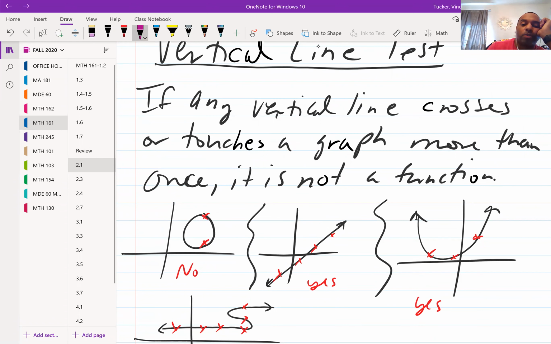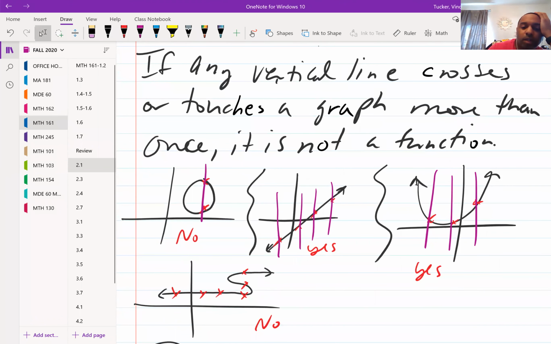So if we look at a circle, that's not a function because when I draw a vertical line through it, it crosses it twice. Your linear equation is just a straight line, so it's only going to touch it one time no matter where I draw a vertical line. Your parabola, same type of situation, it's only going to touch it once. And then this graph down here on the bottom, even though if I touch it over here, it hits it only once, right here we'll hit it 3 times, so that stops it from being a function.